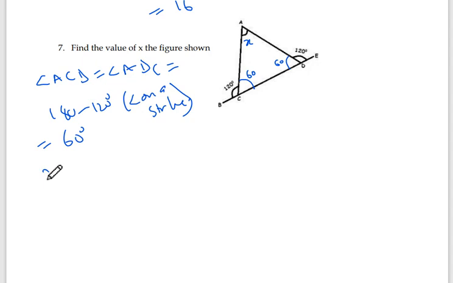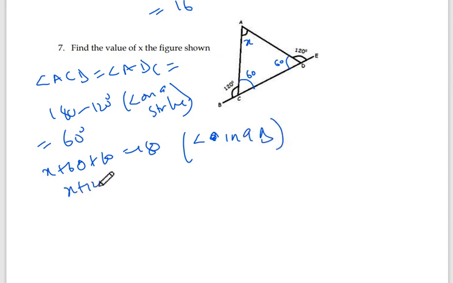So x plus 60 is equal to 180. That's the sum of angles in a triangle. That's x plus 120 is equal to 180. x is 180 minus 120. x is equal to 60 degrees.